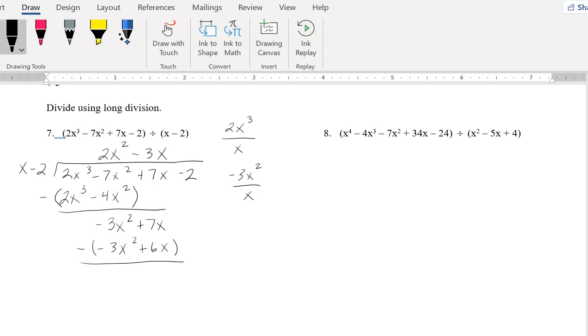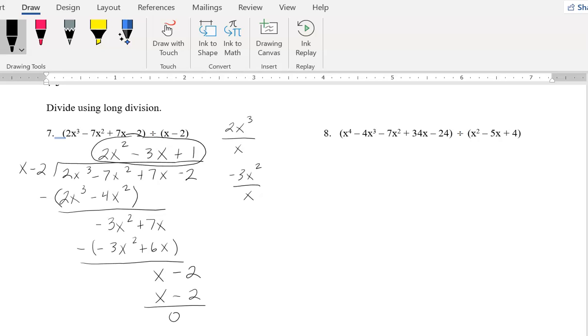The x squares will cancel. 7 minus 6 is 1x minus 2. And you can see at this point, it looks like we're not going to have a remainder. X divides into x one time. And then multiply times both. And we end up with a 0 remainder, so this ends up being my answer.